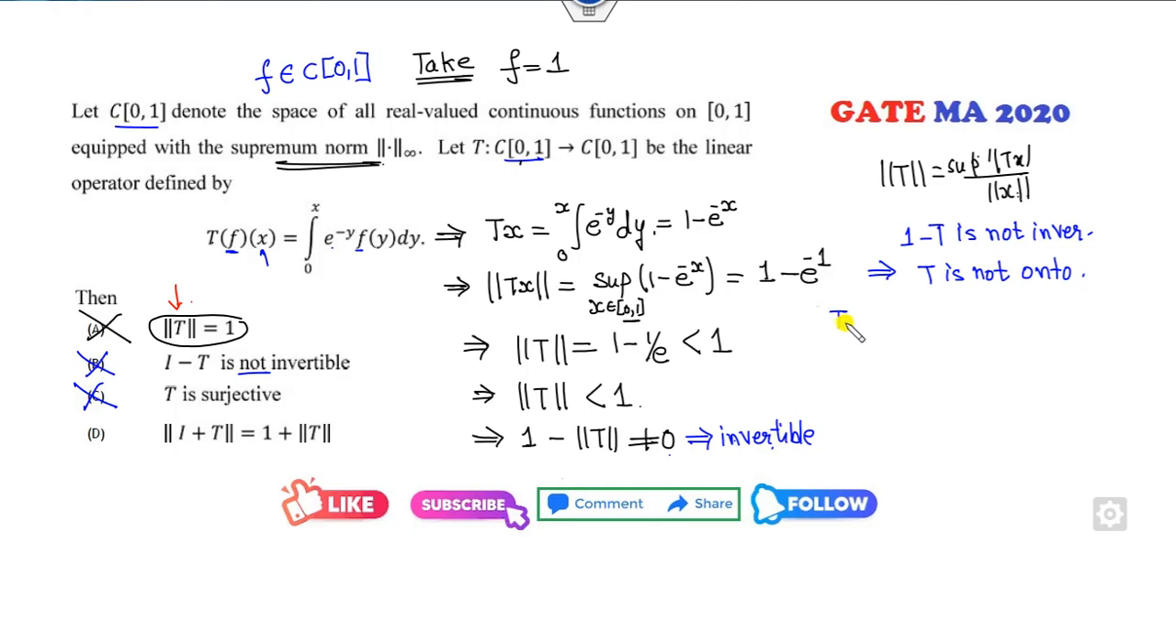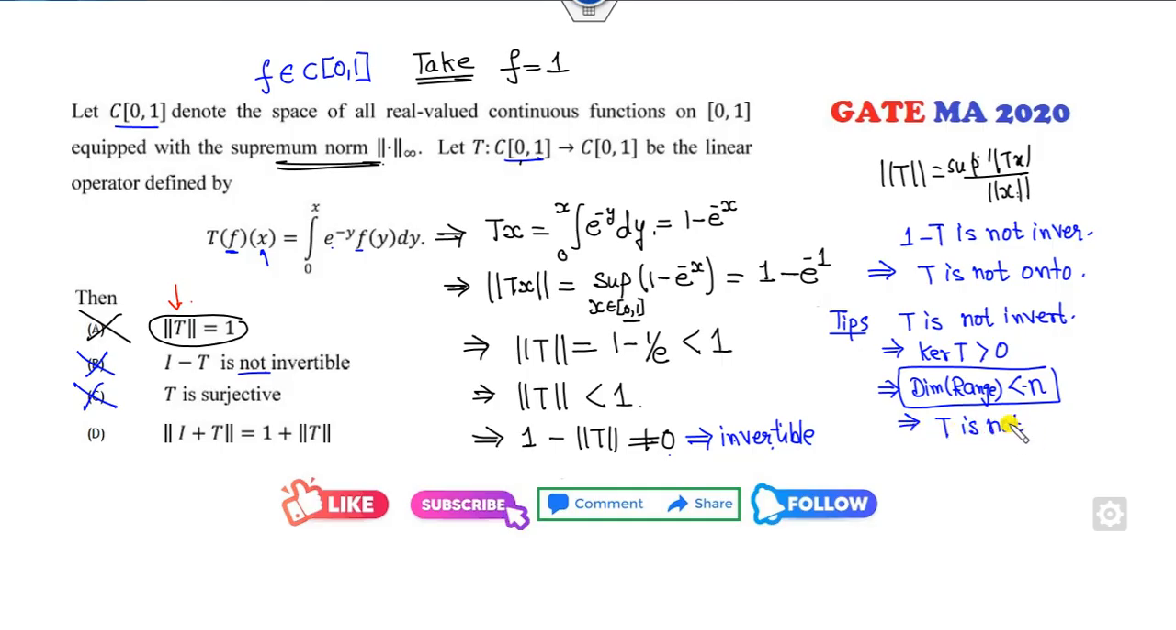We all know, remember, if I say T is not invertible, for example, you know what the meaning of that is? That means the kernel of T should be greater than 0. So by the rank-nullity theorem, what is the dimension of the range space? It should be less than n. So once the dimension of the range space is less than n, what does it mean? T is not onto. Fine. The same concept I have used here. So it means T is not onto. So the last option is pending, which is the right answer.